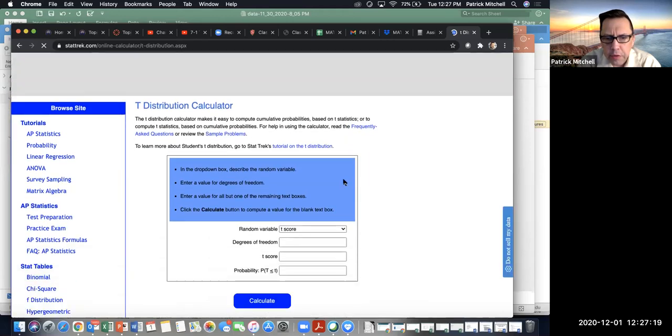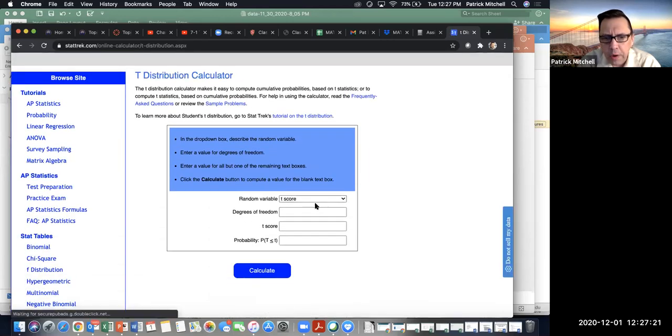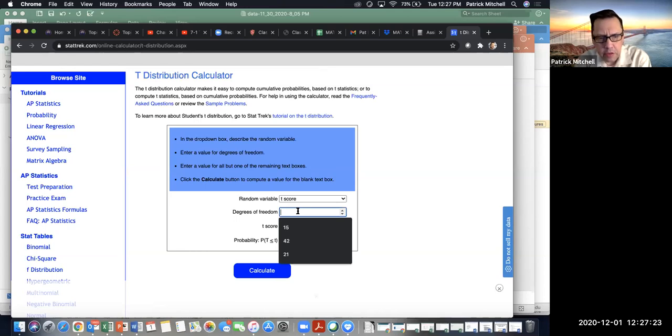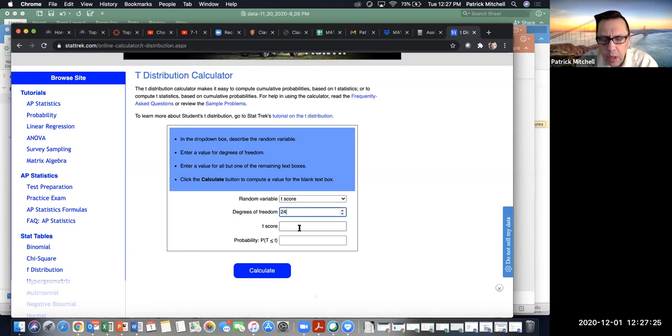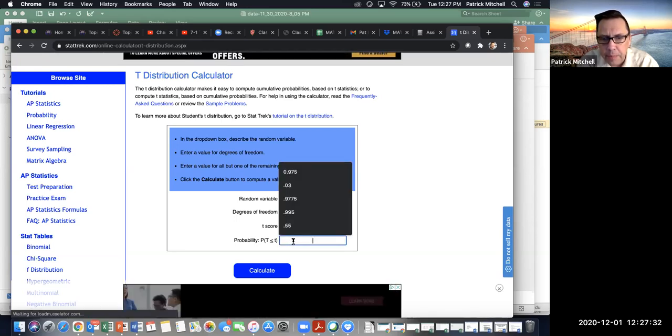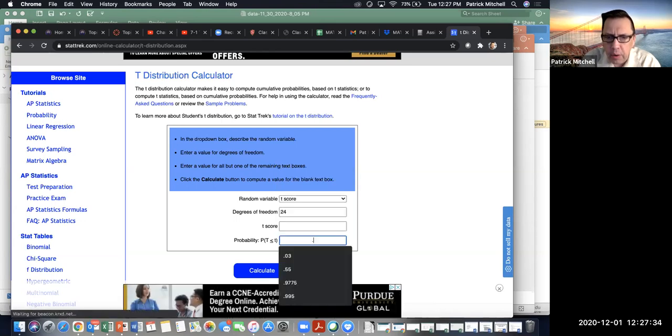So the way this works, the random variable is the t-score. The degrees of freedom is 24. I'm going to leave t-score blank because that's what I'm trying to find. And then in this box at the bottom, I'm going to put 0.05.